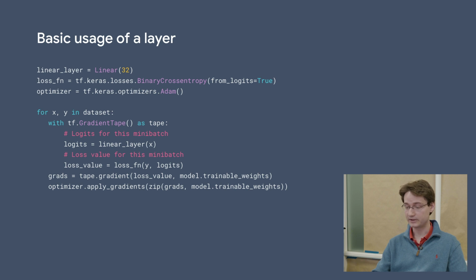Call your loss function to get some loss value, and then you use the tape and the loss value to retrieve the gradients of the trainable state of the layer. Then you apply these gradients. So this is a full end-to-end training loop.